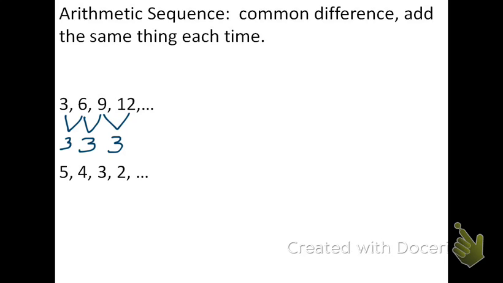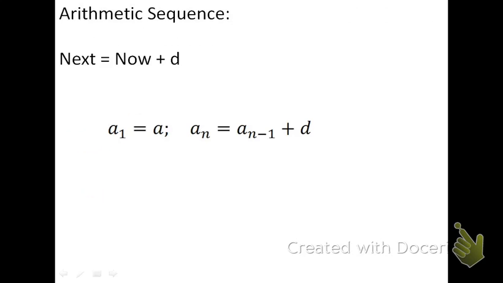For the second sequence, instead of adding 1, we're subtracting 1 each time. So our common difference is 2 minus 3 is negative 1. 3 minus 4 is negative 1. 4 minus 5 is negative 1. So our common difference is negative 1 for the sequence. The common difference is just what we are adding each time to get from one term to the next.